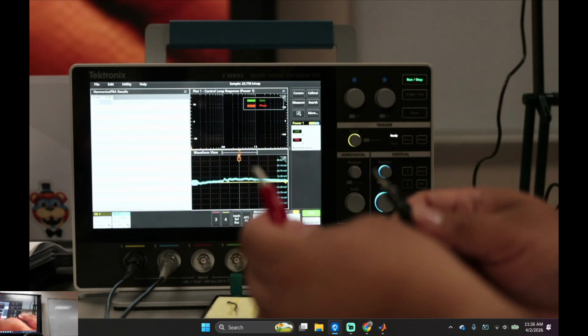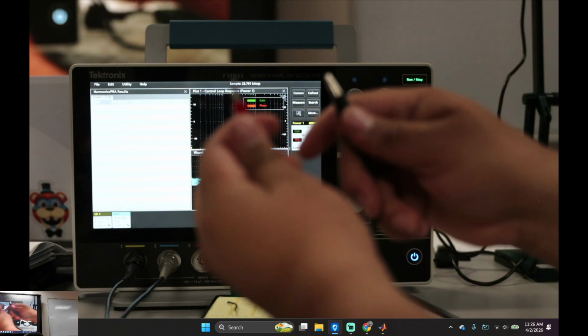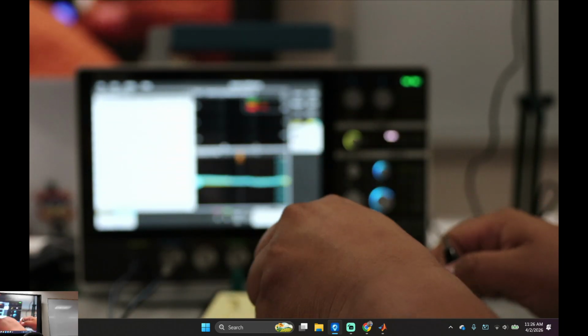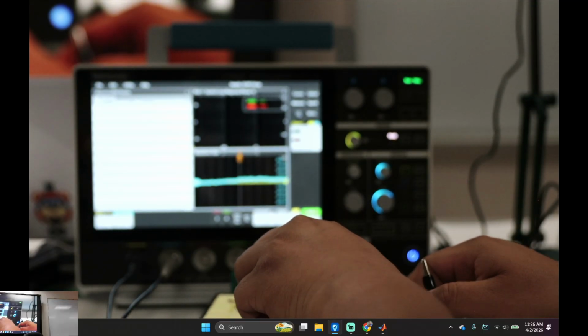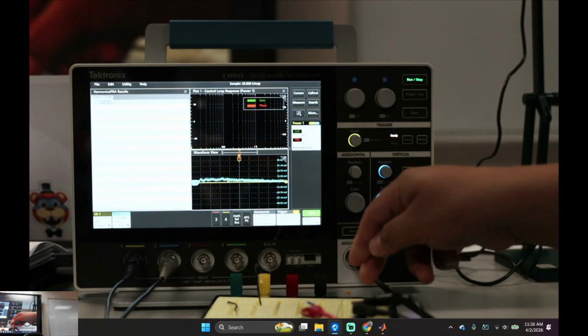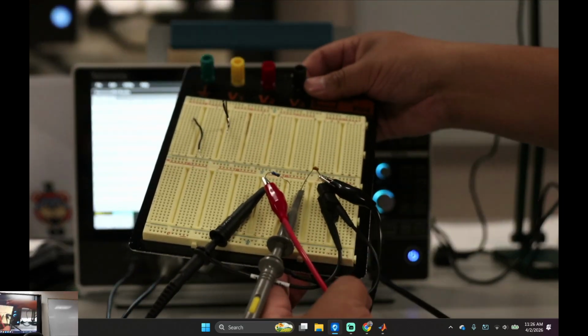I have my output signal. Come on, focus. There you go. I'm going to focus it right here. Here's my ground. Any questions? Cool.